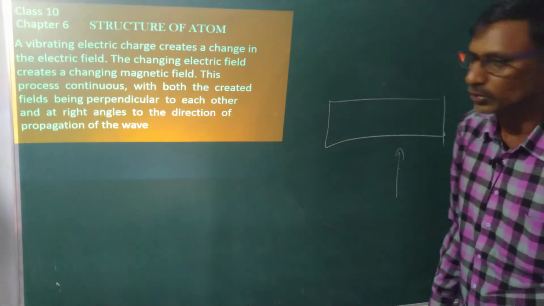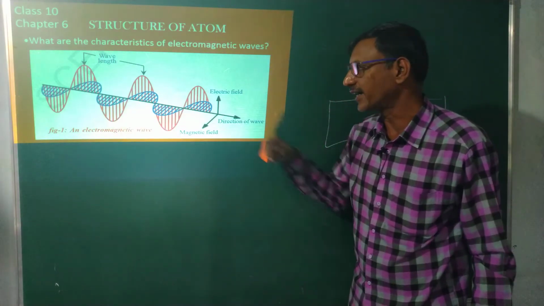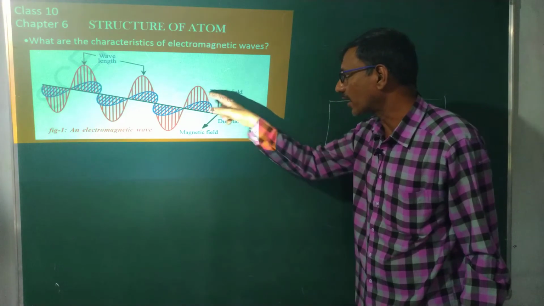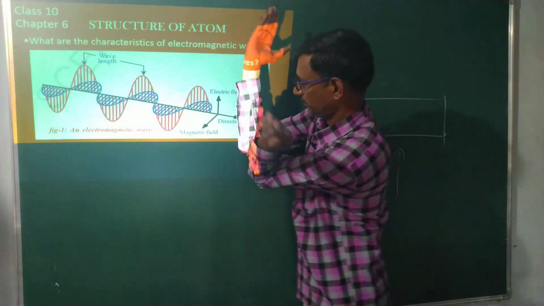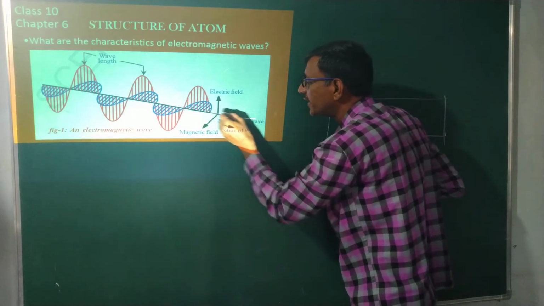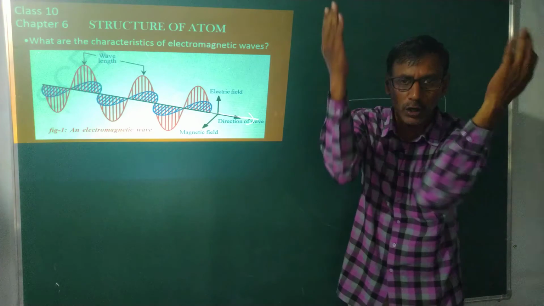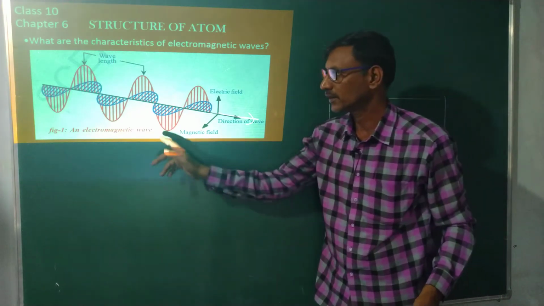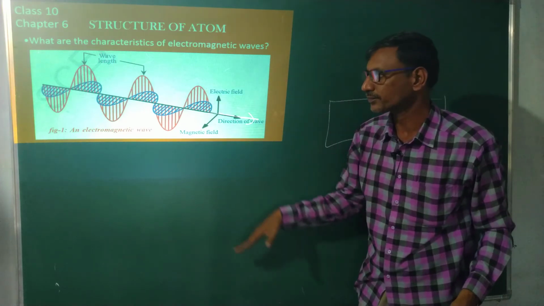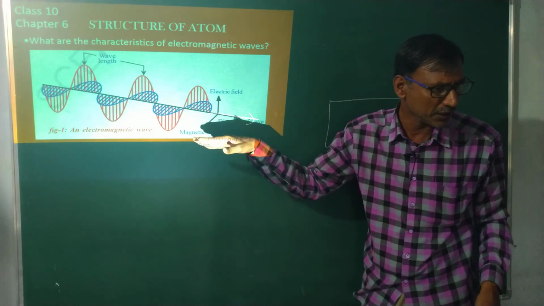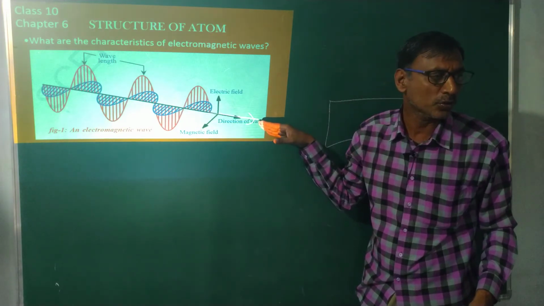I will show the picture so that you get an idea. See here, the blue color is called the magnetic field and the red color is called the electric field. Both are perpendicular to each other like this. And the propagation of the wave is perpendicular to both perpendicular fields. So this electric field and magnetic field are perpendicular to each other and the wave propagates perpendicular to both the fields.